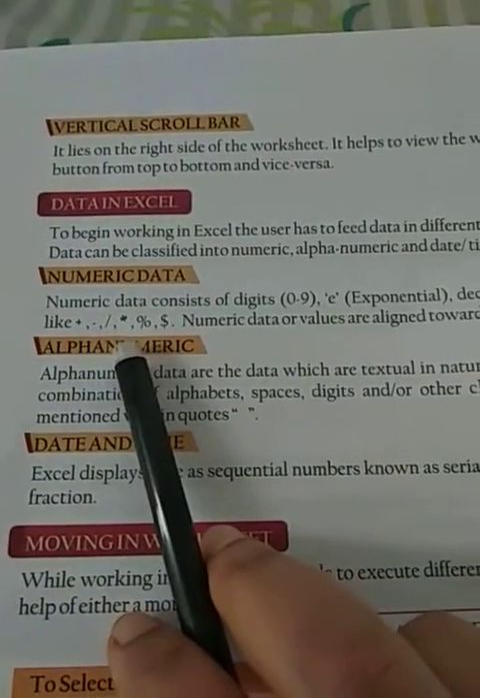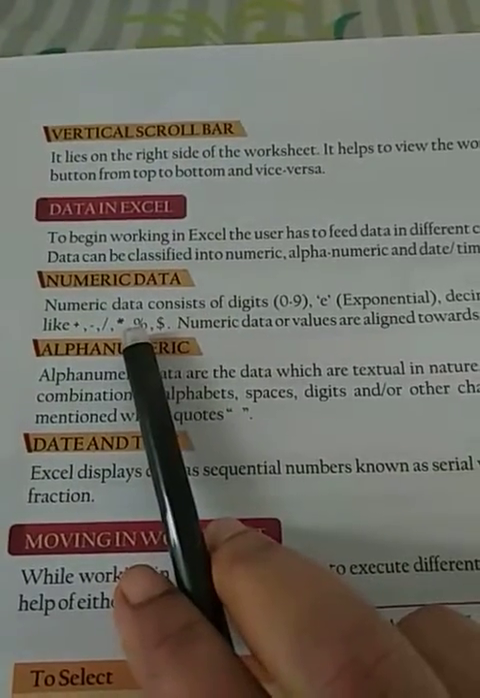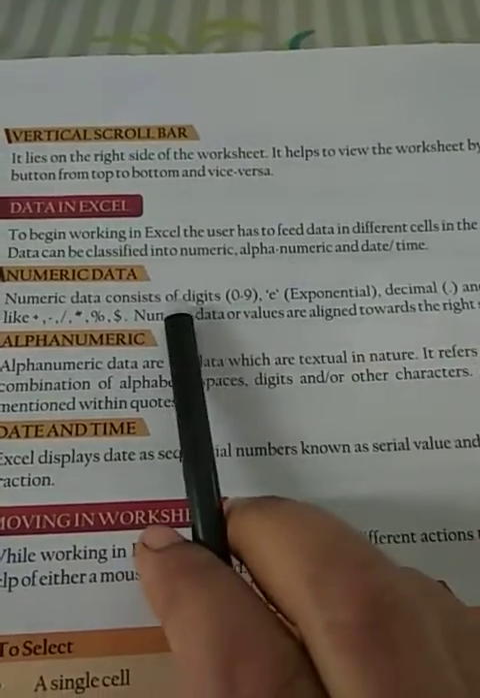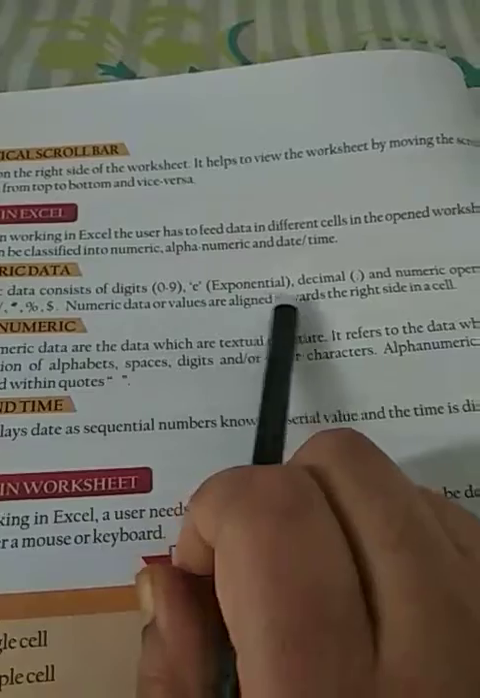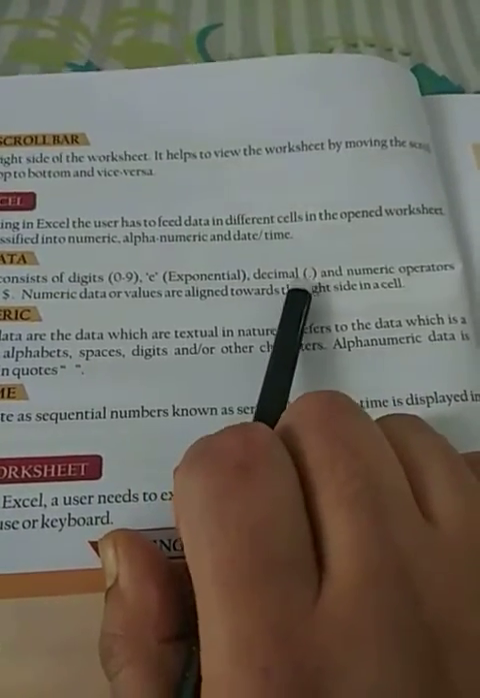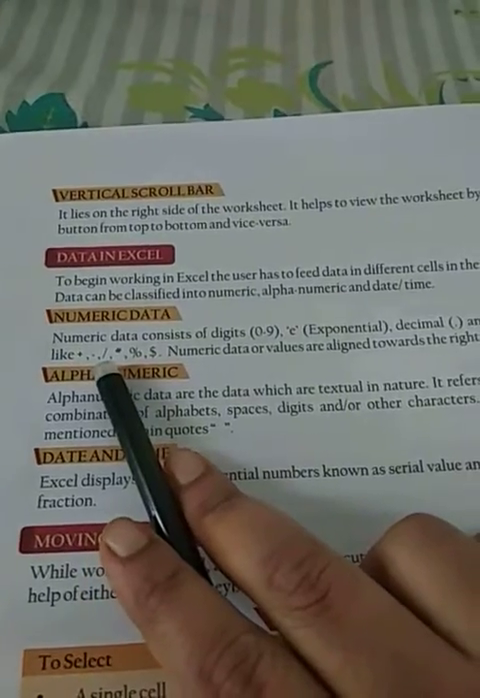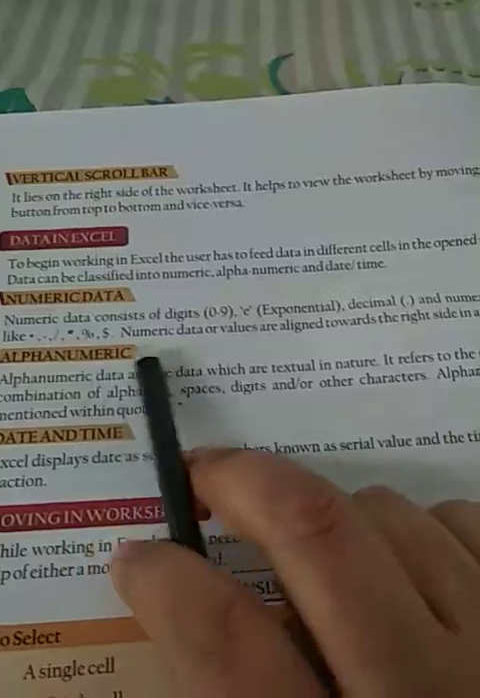Once again, I will repeat the numeric data that we can use in MS Excel: the digits from 0 to 9, exponentials, e, decimals, point, and numeric operators like plus, minus, divide, multiply, percentage, and dollar sign.